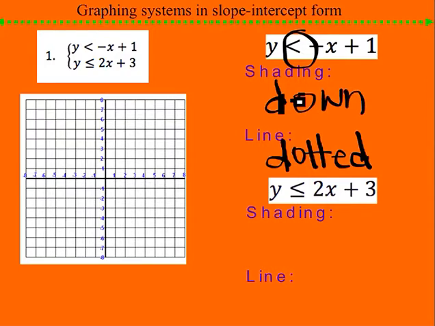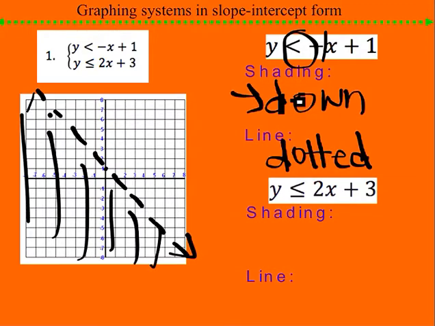Okay, so let's go ahead and graph that. I'm crossing the y-axis at 1. That's my y-intercept. Then my slope is negative 1x, which is the same as negative 1 over 1. So I'm going down 1, right 1. Down 1, right 1. And that's going to be a dotted line. Then I said that I need to shade down from the line, so I'm just going to do this lightly.